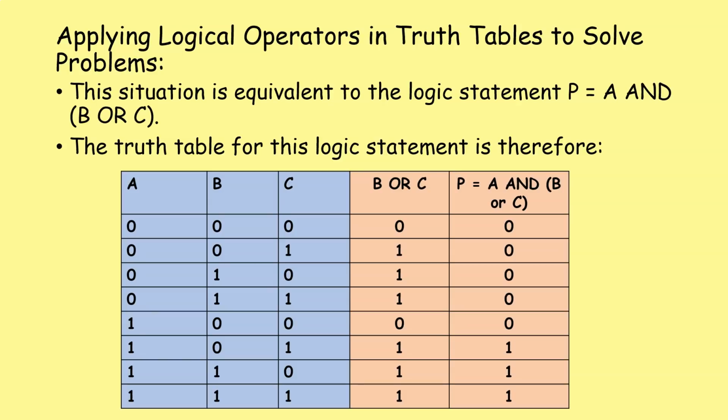And the truth table for this logic statement is as follows. So you can work that out. You've got A, B and C. For B or C, you just write down the truth table for B or C. And then P is whatever the result of B or C is, and A. And you can write all that down. So you end up with a final column of 0, 0, 0, 0, 0, 1, 1, 1. So again, it's just about thinking about it, analyzing it, breaking it down, and then trying to come up with, say, a diagram or a truth table to match that situation.